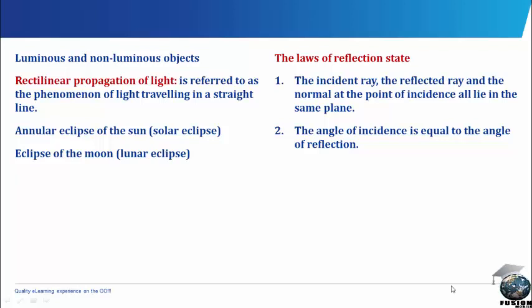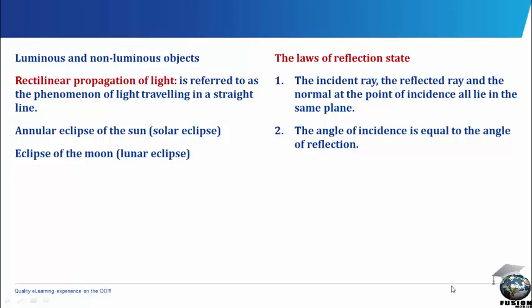We have luminous objects and we have non-luminous objects. Luminous objects are those objects that can produce light on their own without any external optical effect, while non-luminous objects cannot produce light on their own. Rather, they can only emit or reflect an already produced light from luminous objects.